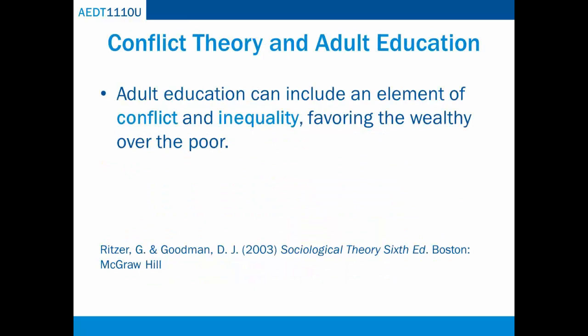Given that not all adult education opportunities are free, conflict theorists could argue that the educational system screens out poor individuals not because they are unable to compete academically, but because they cannot afford to pay for their education. Because these poor are unable to obtain higher education, this means they are also unable to get higher paying jobs, which means that they remain poor. Thus, adult education can include an element of conflict and inequality, favoring the wealthy over the poor.